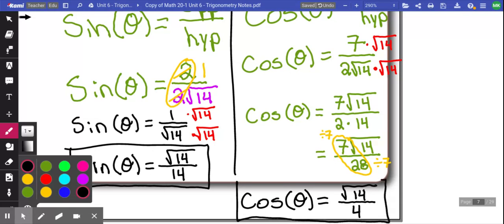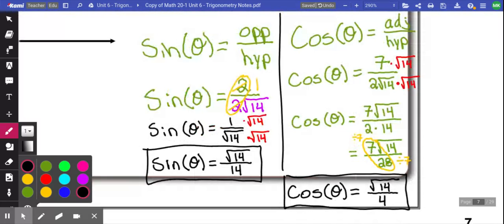Those are my two other ratios. Sine of theta equals root 14 over 14. Cos of theta equals root 14 over 4.